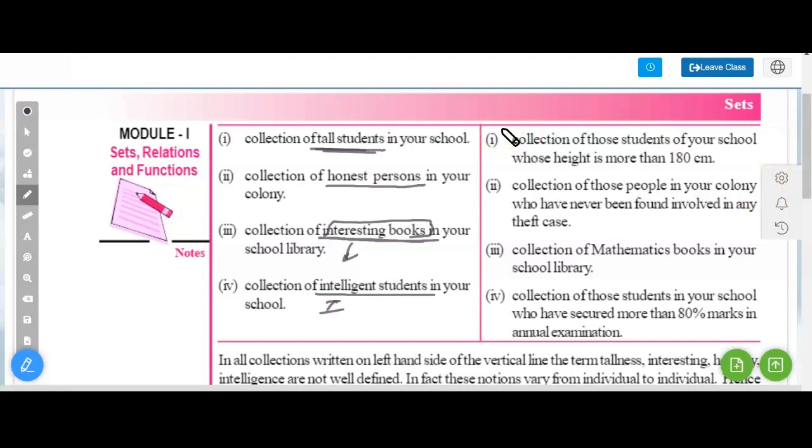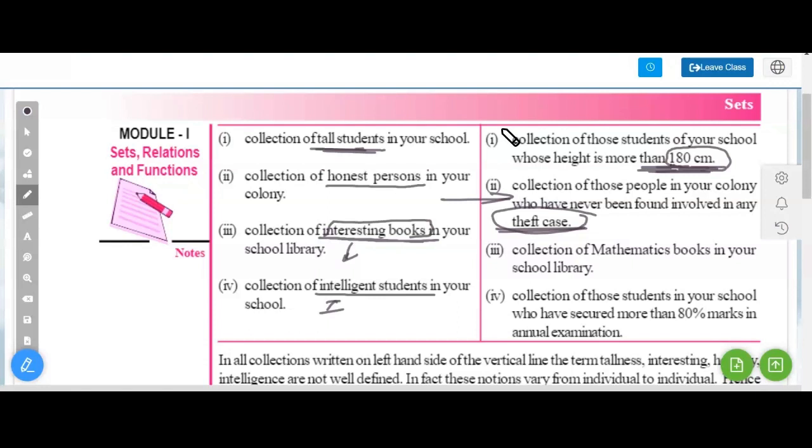Collection of the students of your school whose height is more than 180 centimeters. So it is properly mentioned here: the students who are taller than 180 centimeters. So it's well defined. The same thing as tall students, but here it is given with a specific number. Okay, so this is well defined. Collection of those people in your colony who have never been found involved in any theft case. Yes, those who don't have a case on them. So those people can be identified as honest people in the colony.